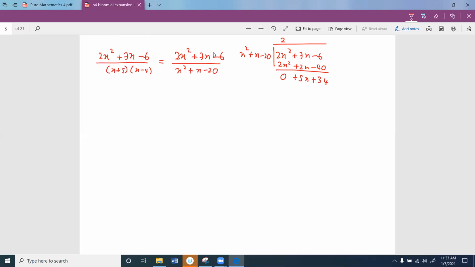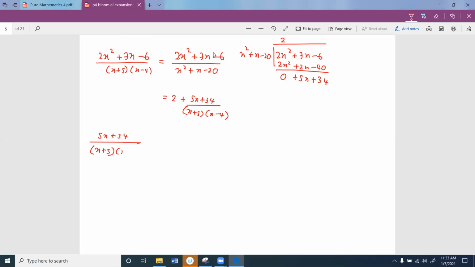Right, okay. Then you can write this expansion in this way. So you can say this is 2 plus (5x plus 34) over (x plus 5)(x minus 4). Then, while keeping this format, it's kind of hard for us to do it. So you have to use the partial fraction to simplify this.